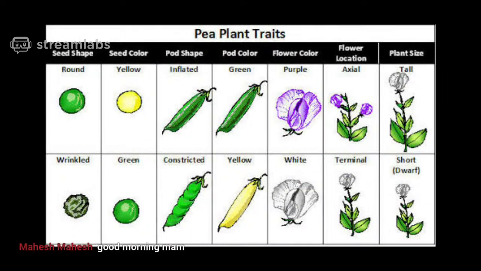So this is the image showing 7 different contrasting characters. You can observe the seed, and you can observe the pod, that means fruit, and even you can observe the flowers, and the position of the flower. So this image explains the 7 contrasting characters of the pea plant.